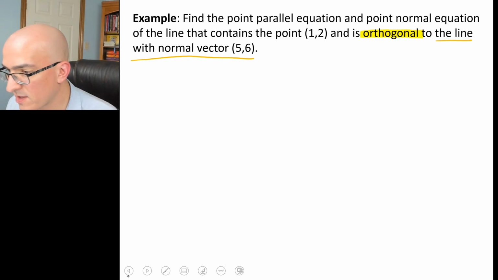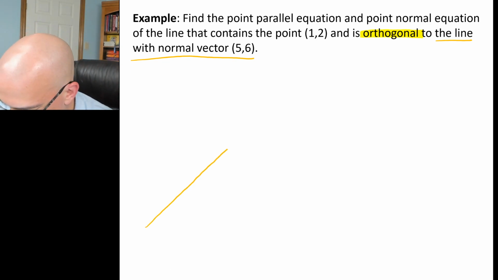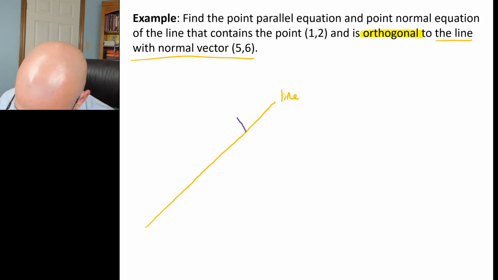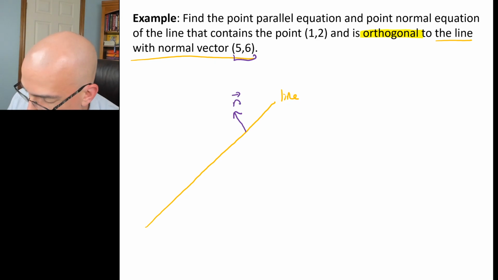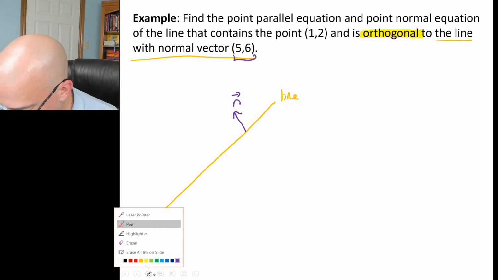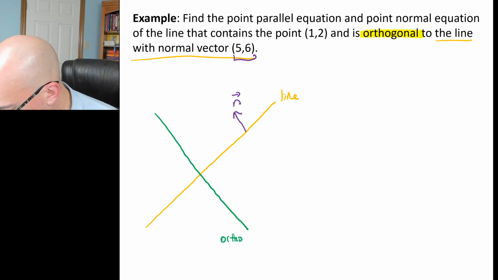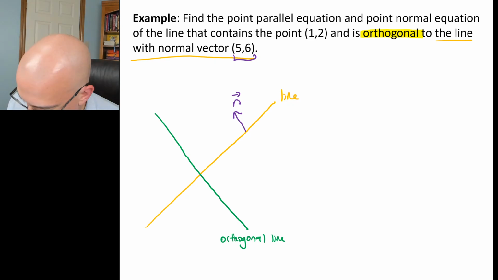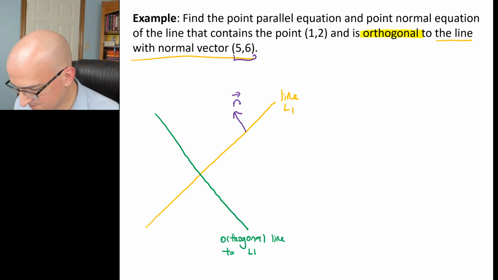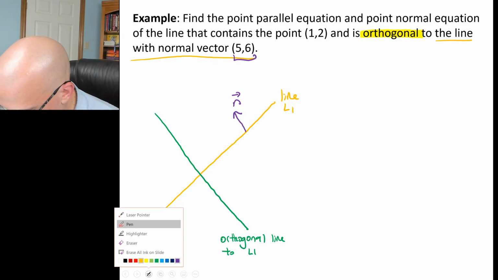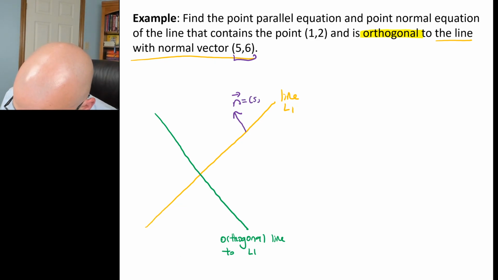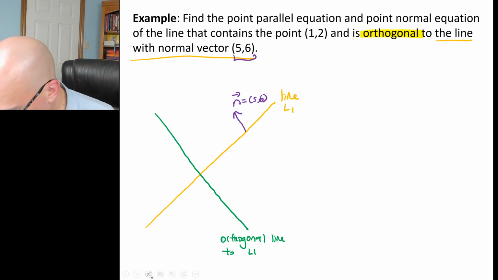Oh, not yet 3D, not yet. So that's our line. I'm going to draw in a normal vector, n, for that first line. Now I'm going to draw the second line. This is an orthogonal line to L1. Okay. So n is 5 comma 6. Let's get the direction vector for the line by flipping the components. So v is negative 6 comma 5.